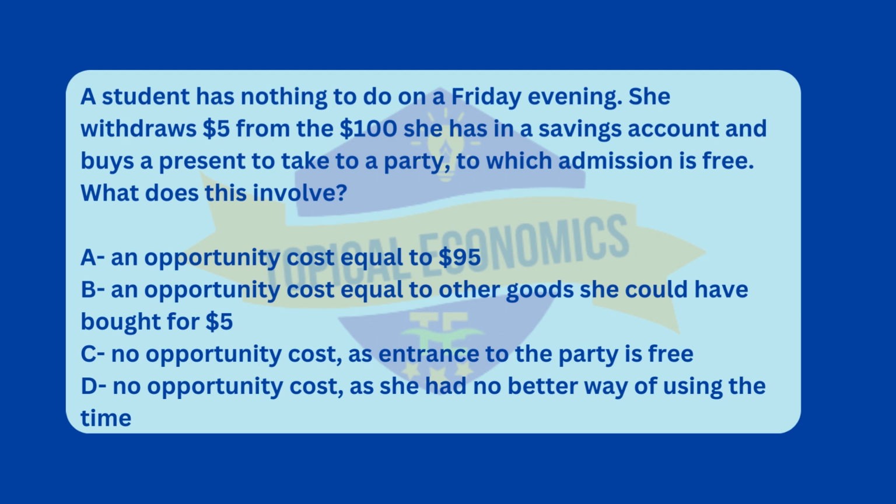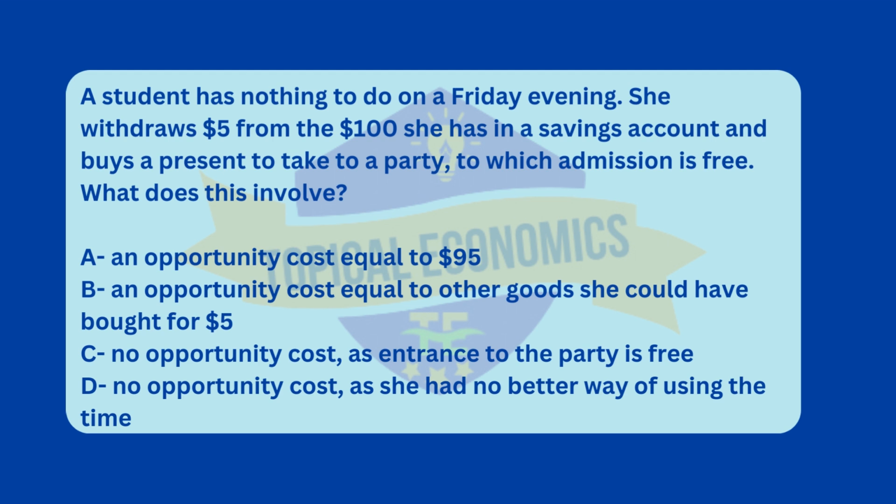The correct answer for this question is option B. An opportunity cost equal to other goods she could have bought for $5. Opportunity cost refers to the value of the next best alternative that you give up when you make a choice. In this scenario, the student has withdrawn $5 from her savings to buy a present. The opportunity cost here is the value of what she could have spent the $5 on instead, whether that's buying something else, saving the money, or investing it. The $5 spent on the gift represents the opportunity cost of the alternatives that were foregone.